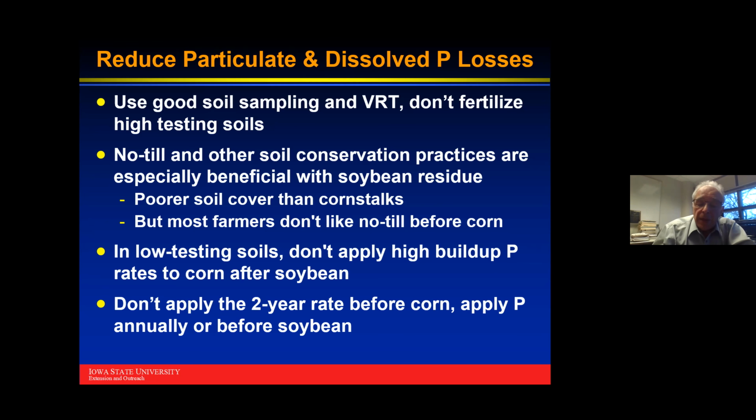So I believe that these last 2 issues in these slides are important from the perspective of reducing dissolved P loss. Don't build up P. Don't apply high buildup rates, especially when these are applied to soybean residue, okay? And all the soil conservation practices that can be used are much more effective in the soybean residue than in the corn residue. Okay, so those are things that we should have in mind.